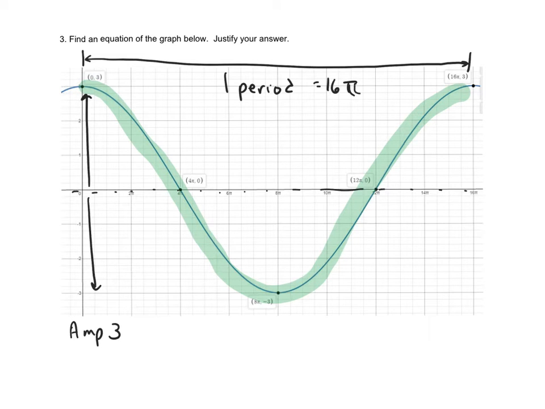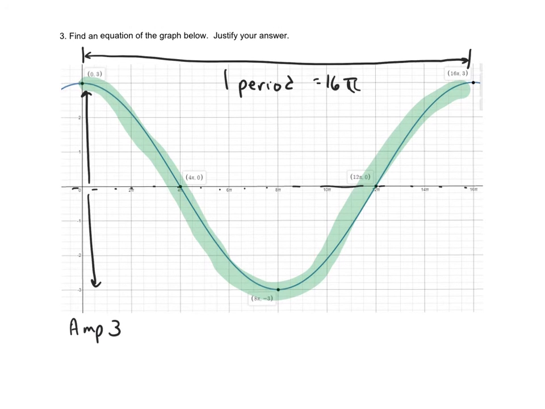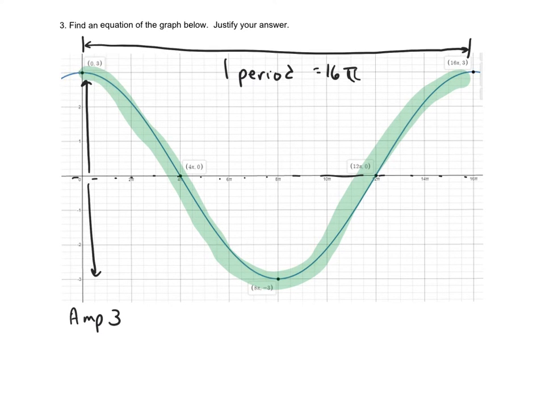I don't seem to have any shifts up or down, and I don't have any shifts left or right, mainly because I'm starting at 0. So this one will be a relatively straightforward one to make. So our graph is going to be f of x equals 3 cosine. Now again, it's positive because it's not flipped.